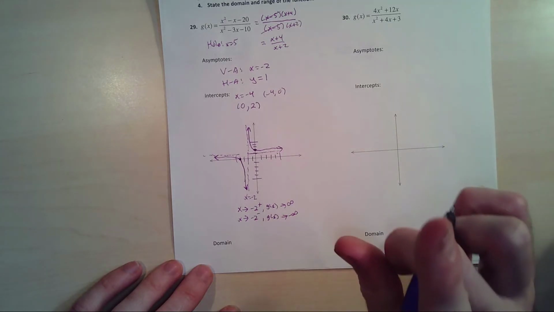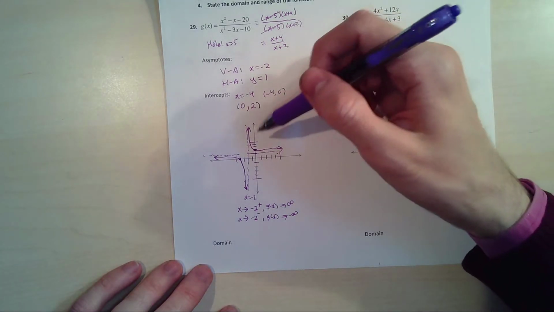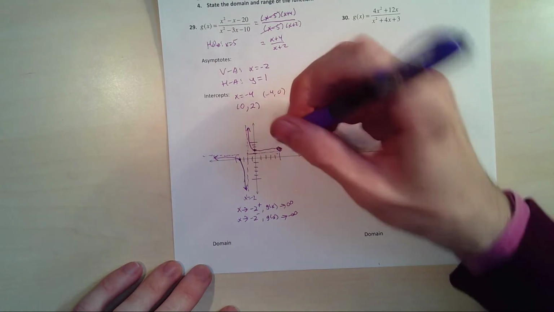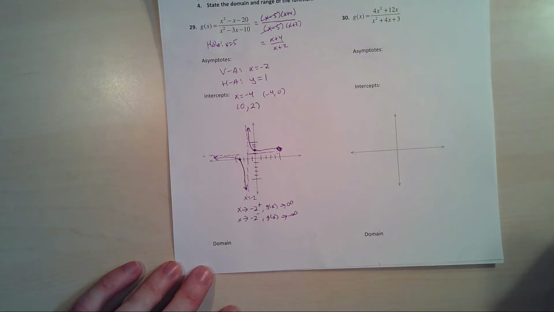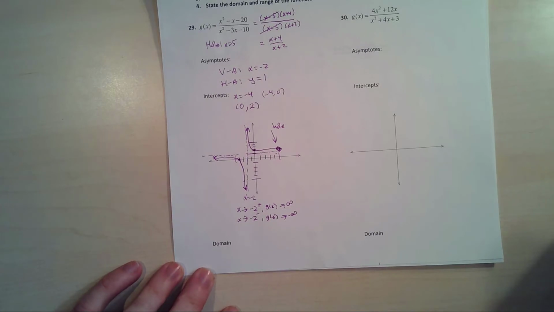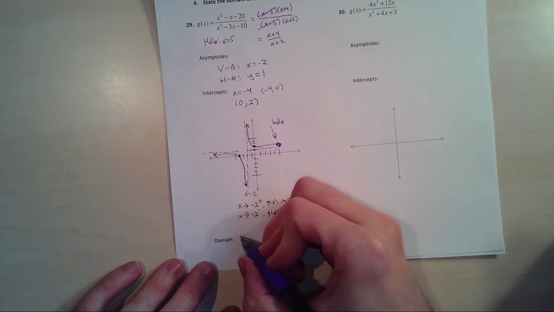I almost forgot my hole, but I didn't forget. I am so proud of myself. So there's a hole right there at x equals 5. You just kind of got to put a hole on it right there. It's really ugly, but maybe just mark it hole. Okay, great. Probably should not have put an arrow like a graph. Life goes on. Domain.